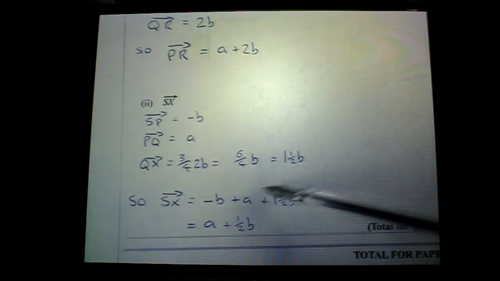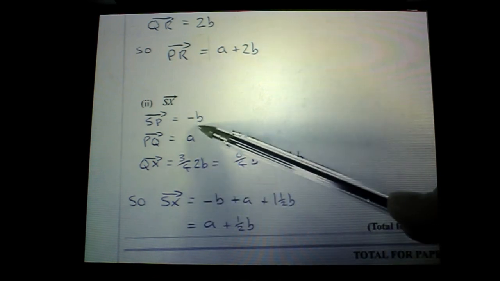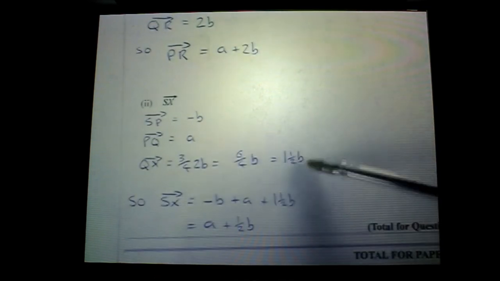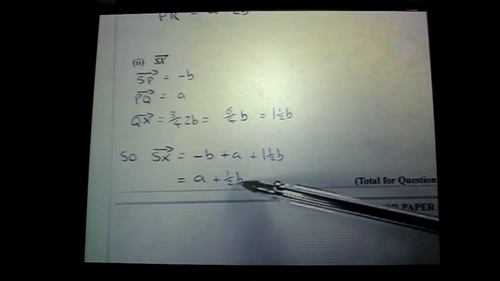So what you can do is put it all in a line. So you've got minus b, add a, add 1.5b. So you can do a, because you've got your a there, minus b, add 1.5b is just a half b. So it's a add 0.5b. That is how you do the last question.